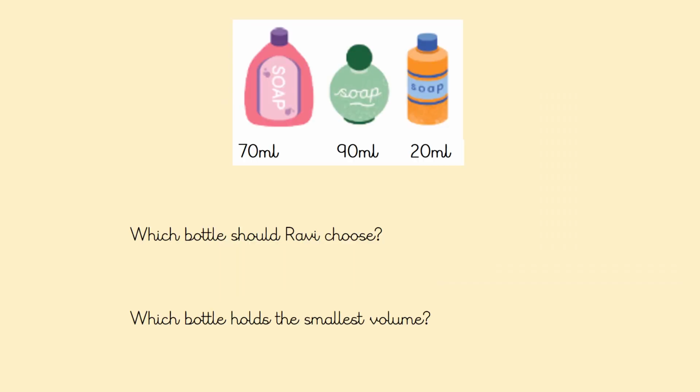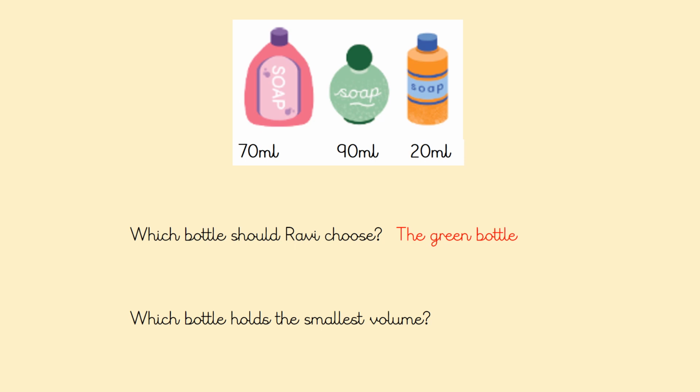So now that we know how much soap is inside each bottle, we can figure out for Ravi which bottle he should use. We can also figure out which bottle holds the smallest volume. Ravi wanted the bottle with the greatest volume, with the most soap. So he could choose the pink bottle with 70 millilitres, the green bottle with 90 millilitres, or the orange bottle with 20 millilitres. Now we know from our knowledge of number that 90 is the biggest number there. So which bottle should Ravi choose?